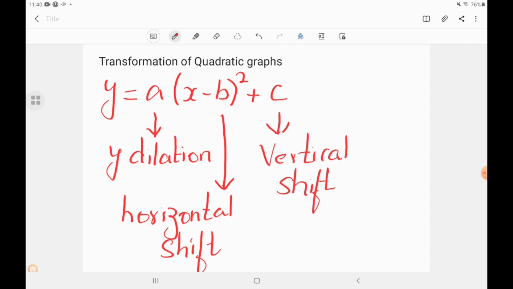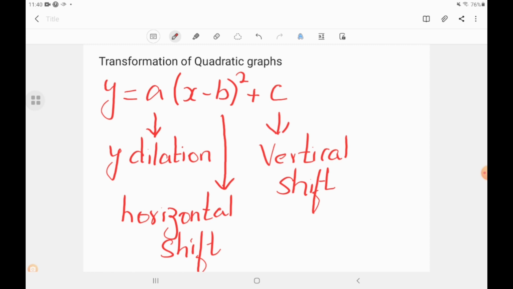When there is a negative sign in front of the function, that means it is reflection parallel to the x-axis. So let's look at this equation. y is equal to a times (x minus b) the whole square plus c. a represents the y dilation, the dilation factor parallel to the y-axis. Then we have x minus b the whole square inside the bracket. This x minus b represents the horizontal shift.